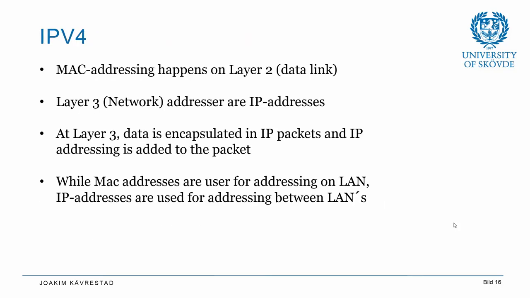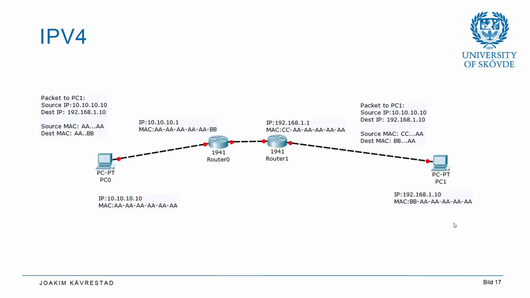So MAC addressing happens on layer 2, the data link layer. The layer 3 addresses, the network layer addresses, are called IP addresses. And at layer 3, data is encapsulated in IP packages, and IP addressing is added to the packages. And while we use the MAC addresses for addressing on the local area network, we need the IP addresses for addressing between local area networks. So let me just show you a quick example of how this happens.